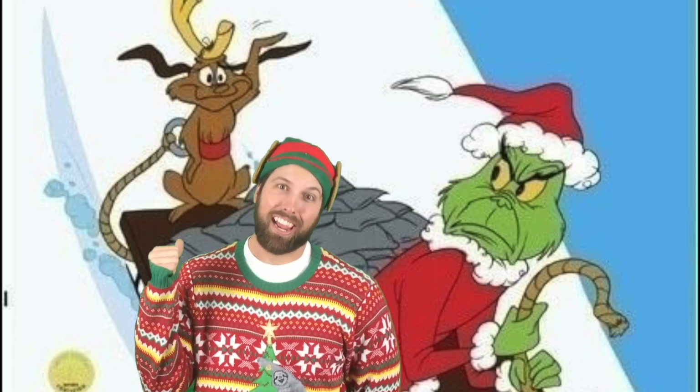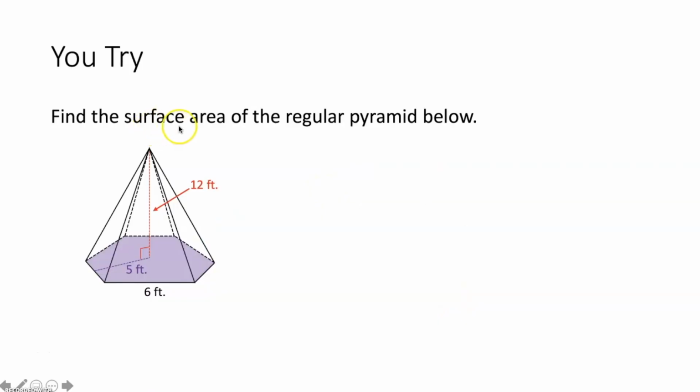Then you try. Okay, we again want to find the surface area of a regular pyramid, and this time our regular pyramid has a base that is a hexagon, so it would be a regular hexagon. So in order to find the surface area of a regular pyramid, we need to remember the surface area formula. That would be surface area is equal to the lateral area plus the area of the base. Well, in a regular pyramid, the lateral area is equal to 1/2 the perimeter of your base, which we can find, times the slant height, which we're not given. So we need to find the slant height first.